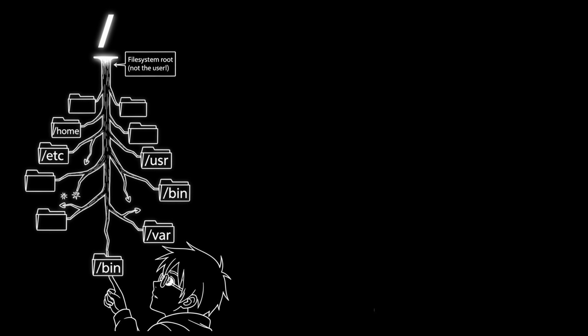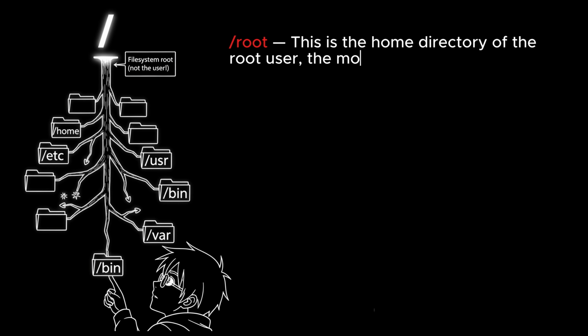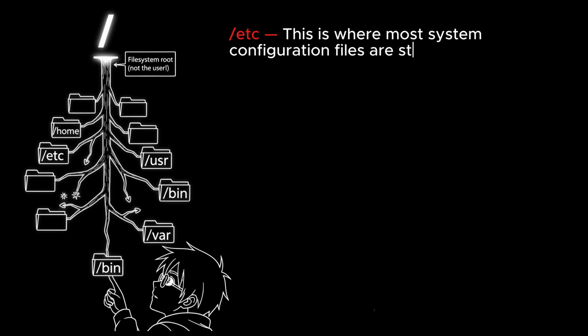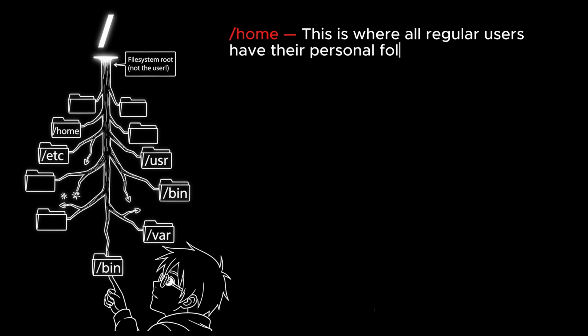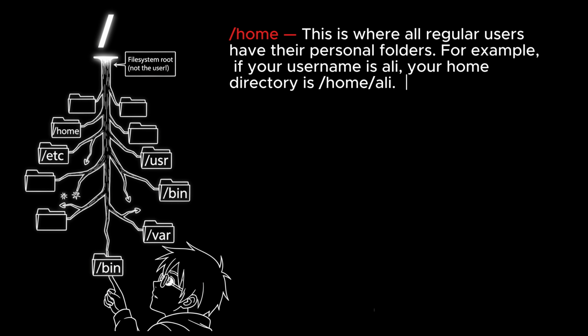Here are some of the most important directories you'll see. Root. This is the home directory of the root user, the most powerful user in the system. Etc. This is where most system configuration files are stored. These files control how and when programs start up. Home. This is where all regular users have their personal folders. For example, if your username is Ali, your home directory is /home/Ali.